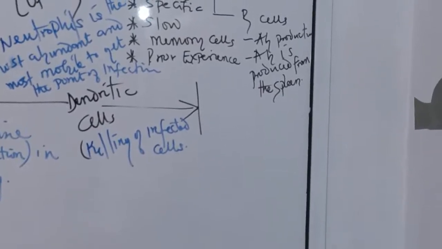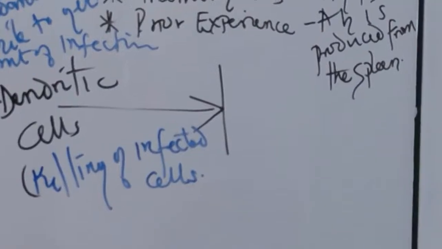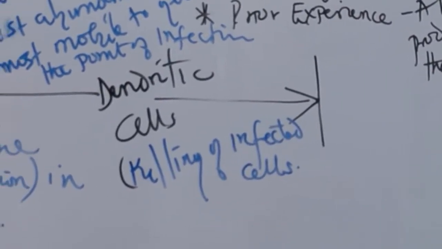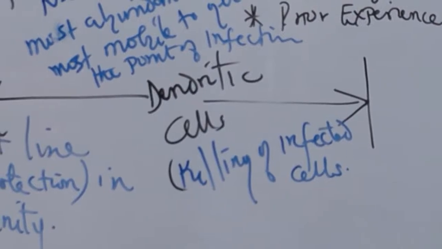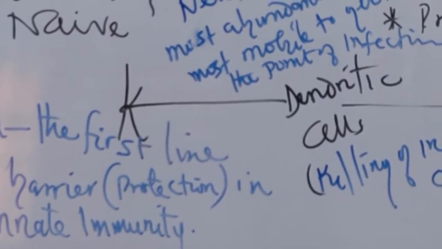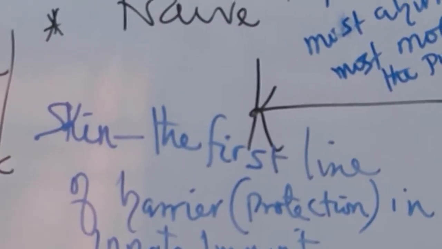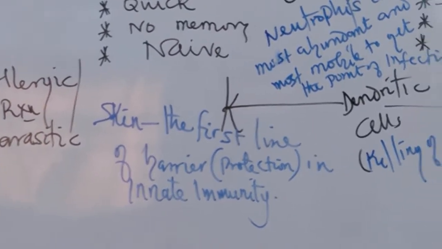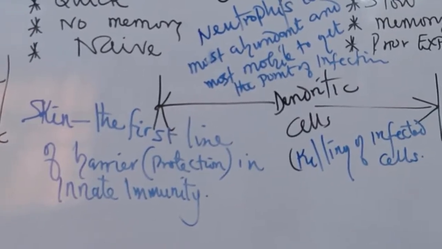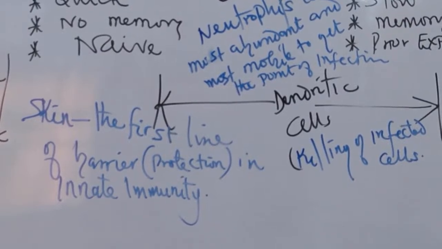Dendritic cell, which is actually concerned with killing of infected cells. Any cell that is already infected, the dendritic cells will just go and eliminate it. That's why dendritic cell is responsible for killing of infected cells. Then again, you need to know that skin is the first line of barrier, that is of protection, in innate immune system. You need to know the involvement of skin as the first line of defense in innate immune system.